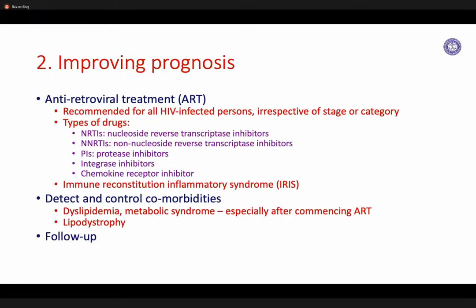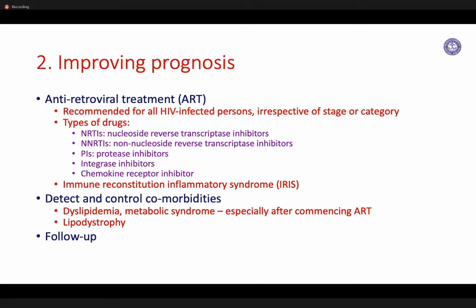Improving prognosis: antiretroviral medications improve the prognosis immensely. It is recommended for all HIV-infected persons, irrespective of the stage or category. And there are 5 types of drugs which are used in the world at the moment. They are called NRTIs, which stands for nucleoside reverse transcriptase inhibitors. Then NNRTIs, that is non-nucleoside reverse transcriptase inhibitors. Then PIs, which are protease inhibitors, integrase inhibitors, and chemokine receptor inhibitors. Of these, I think in Sri Lanka, we have the first 3: NRTIs, NNRTIs, and PIs.